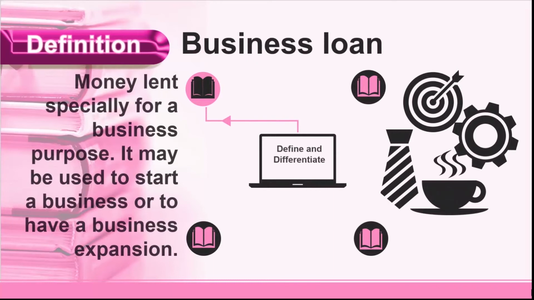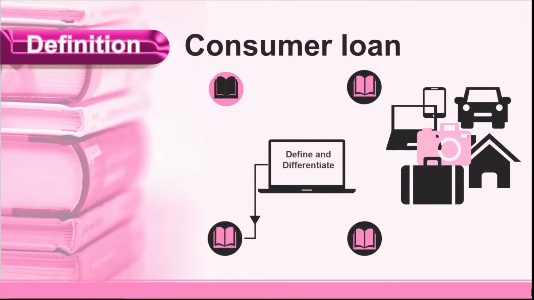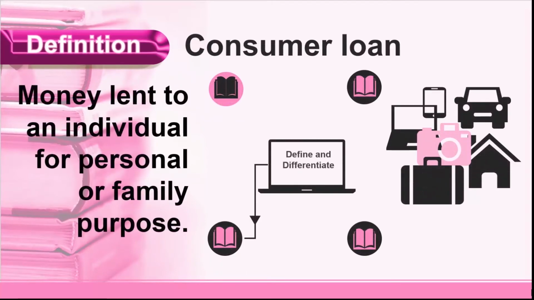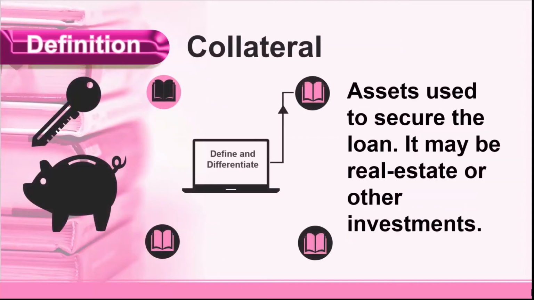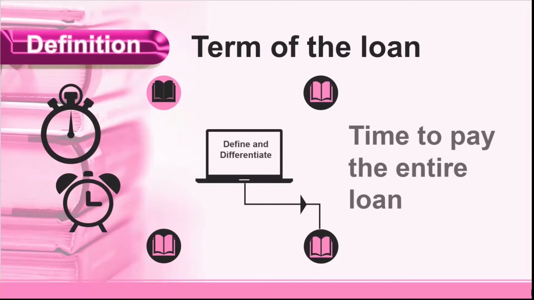Business loan. Money lent especially for business purposes. It may be used to start a business or to have a business expansion. Consumer loan. Money lent to an individual for personal or family purposes. Collateral. Assets used to secure the loan. It may be real estate or other investments. Term of the loan. Time to pay the entire loan.